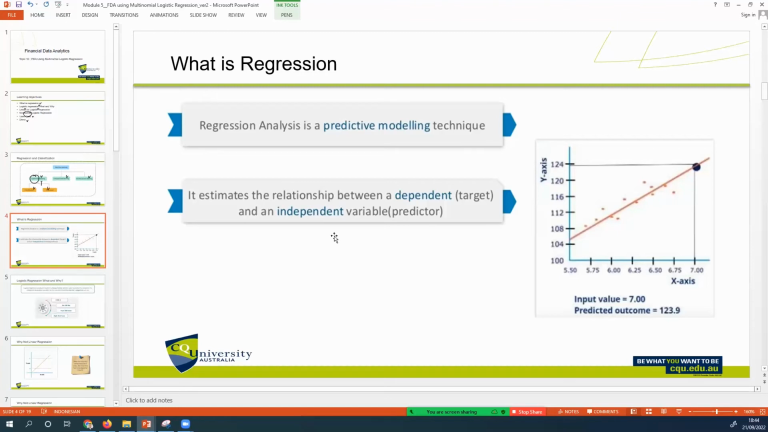So what is regression? Regression is a predictive modeling technique where it will estimate the relationship between the dependent variable and independent variable. The line will be like this. So, please pay attention because this is regarding your final exam. Your final exam will be regarding logistic regression.